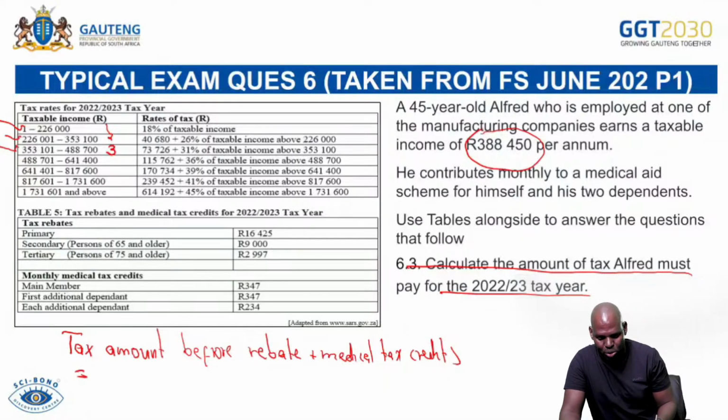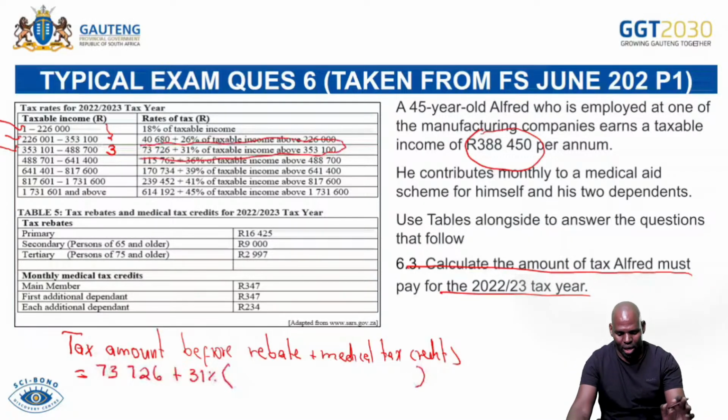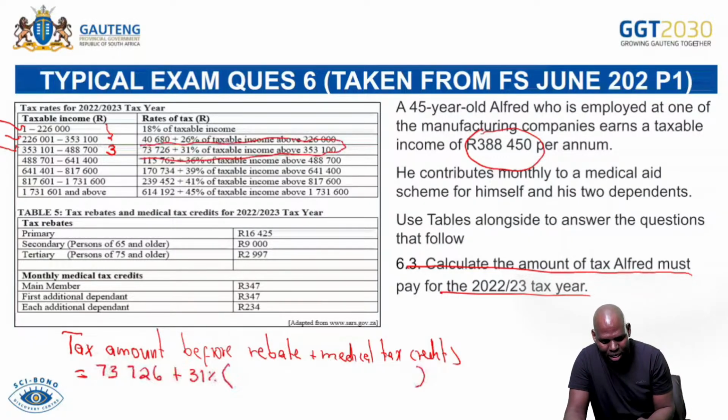So what do we say here? The formula that we are going to use is this one: 73,726 plus 31%. Now this is where most of you are having a problem, where most of you are struggling. We need to understand this part. They say 31% of taxable income above 353,100. When we say above, it means that 388,450 is more than that amount by how much?